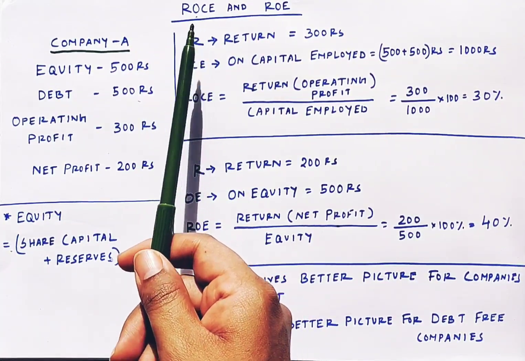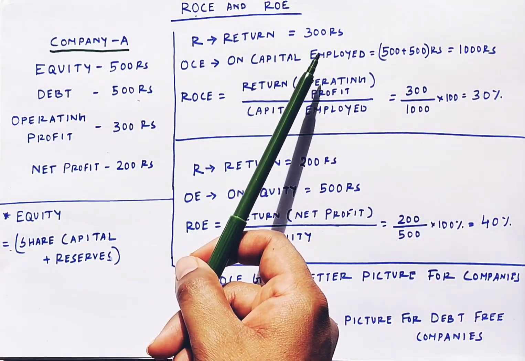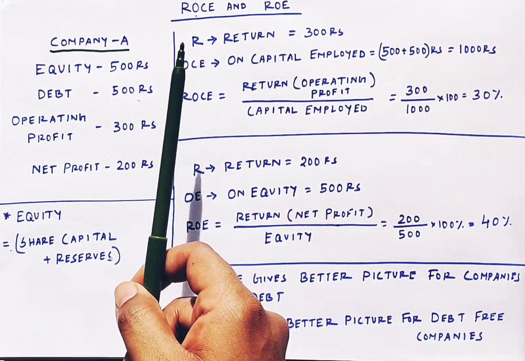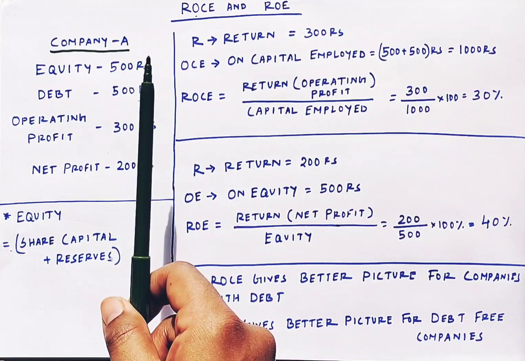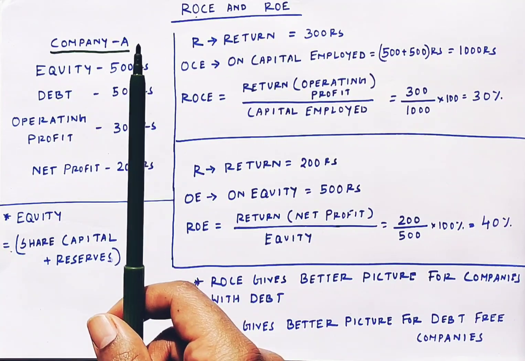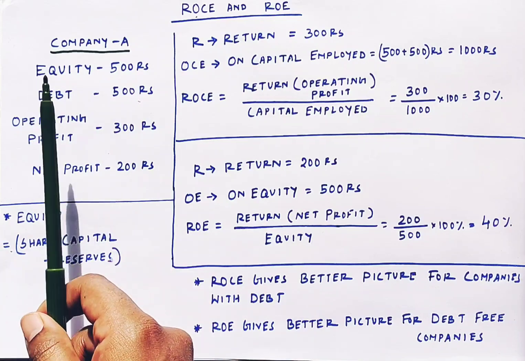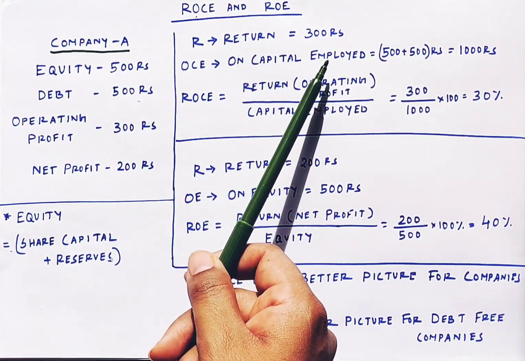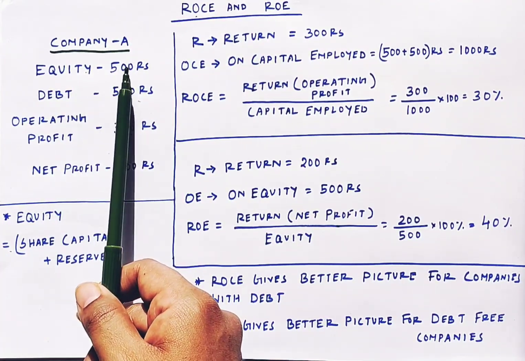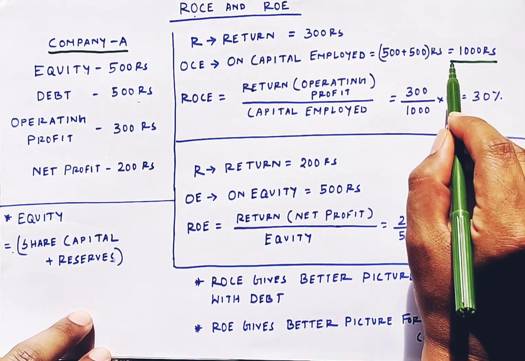So ROCE: R stands for return and OCE stands for on capital employed. What does ROCE exactly mean? ROCE means how much money you are making on your capital employed, so how much profit you are having on your total capital employed. What is your capital employed? Capital employed is nothing but your equity plus your debt or loan. So here it is 500 plus 500 equals 1000 rupees. So this 1000 rupees is your capital employed.